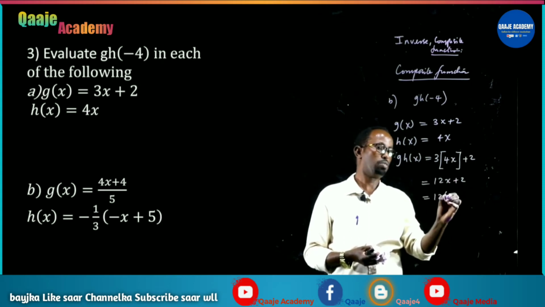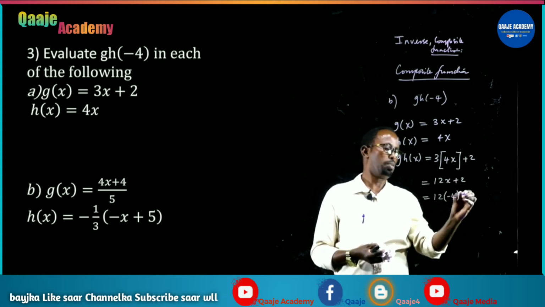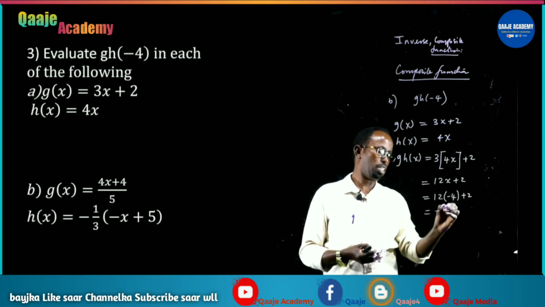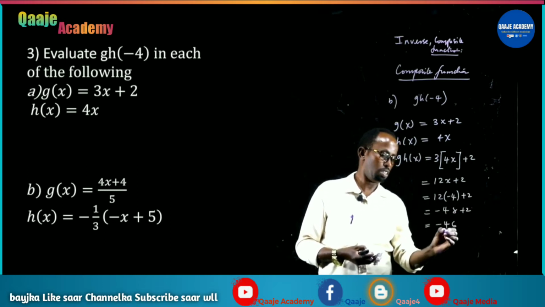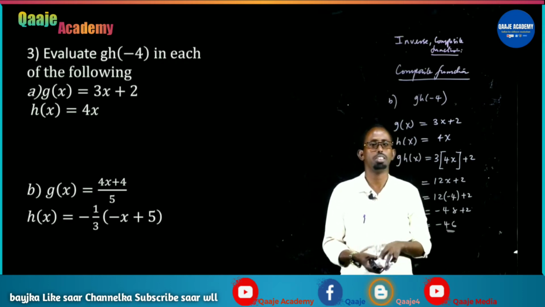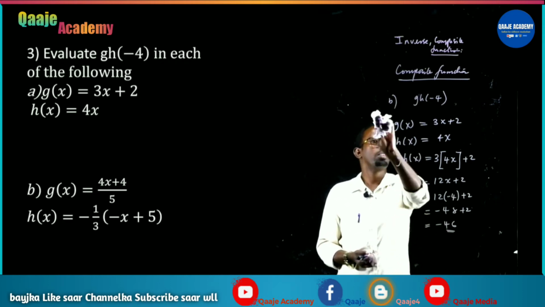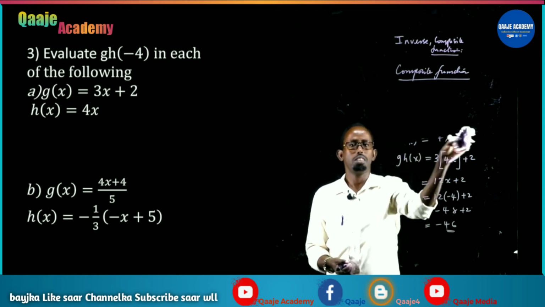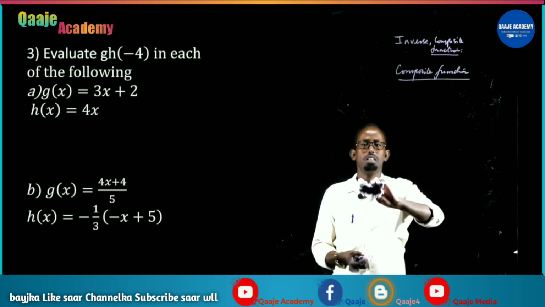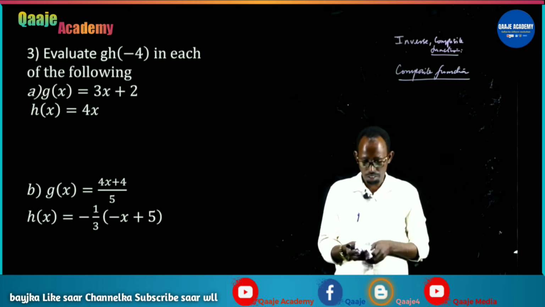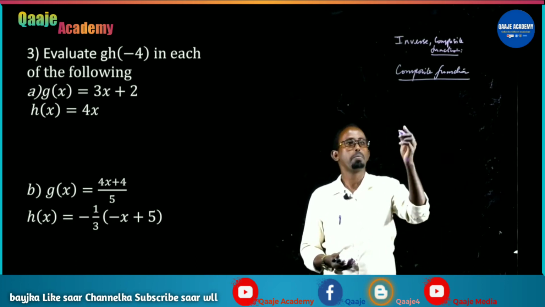Then 12 times minus 4, plus 2. This will be minus 48 plus 2. You get minus 46. That is example number A. Example number B.